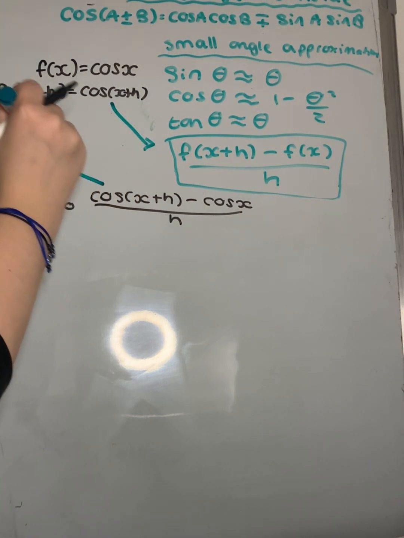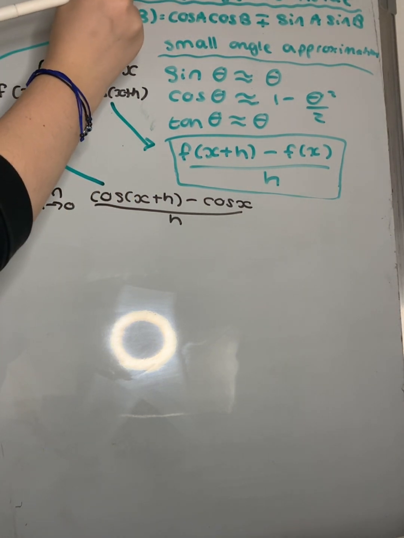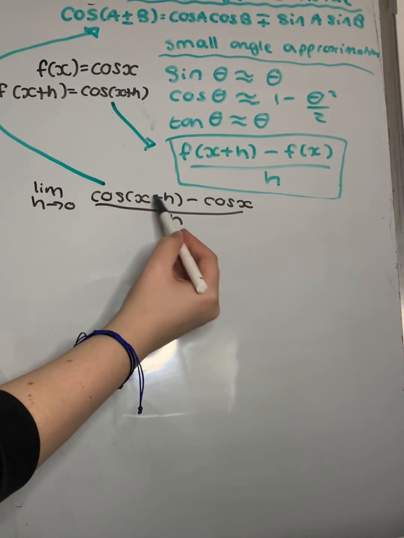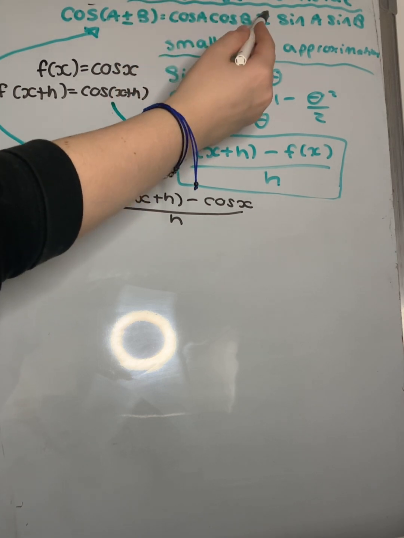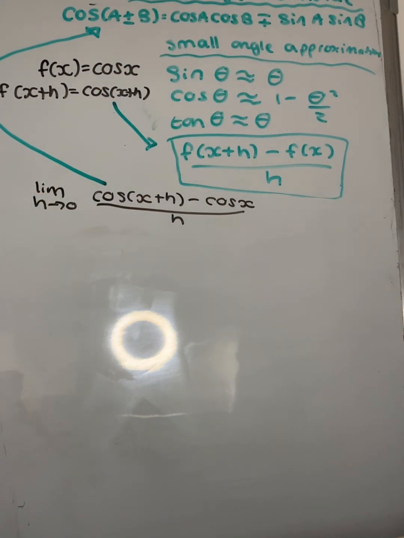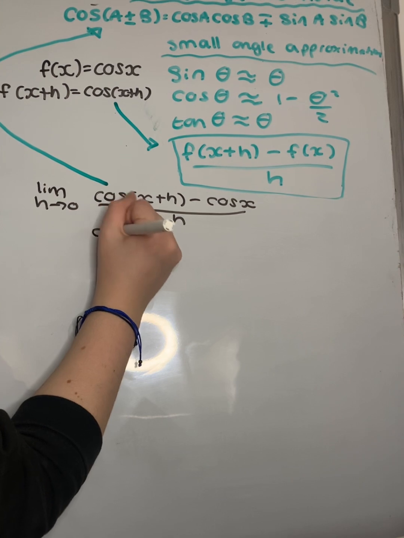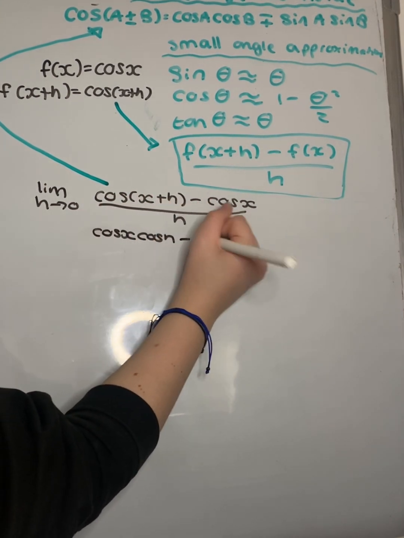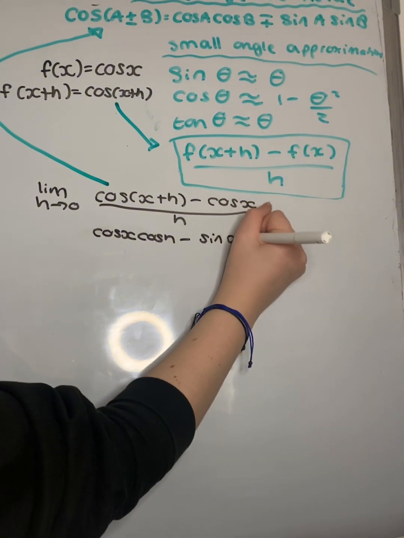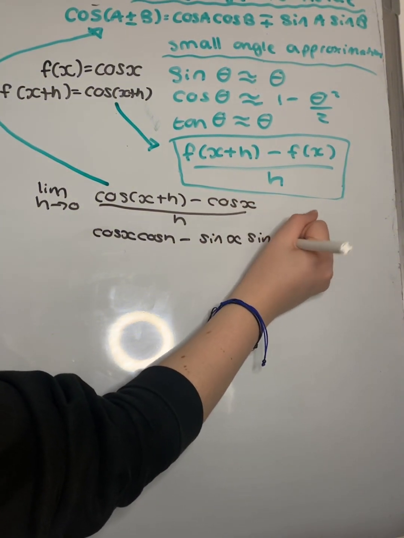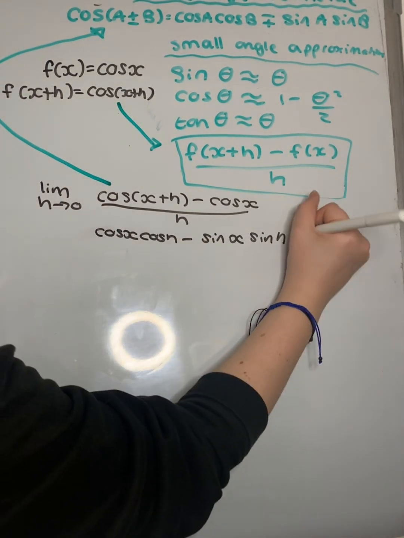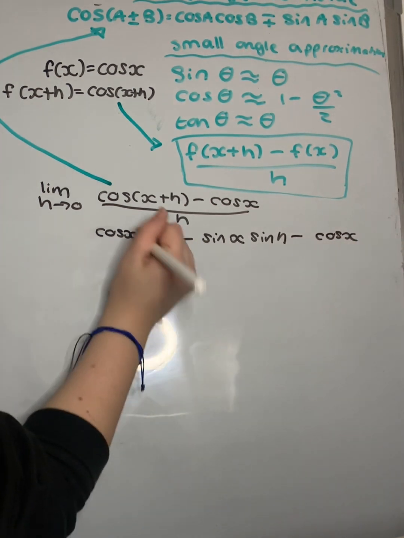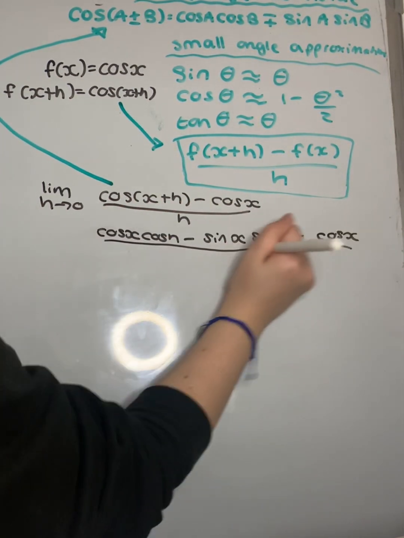If you notice, cos of x plus h looks a lot like the double angle formula for cos of a plus b. So instead of a and b, you sub in x and h. Because there's a plus, it goes to minus. So it will be cos x cos h, minus sin x sin h, minus the cos of x, all over h.